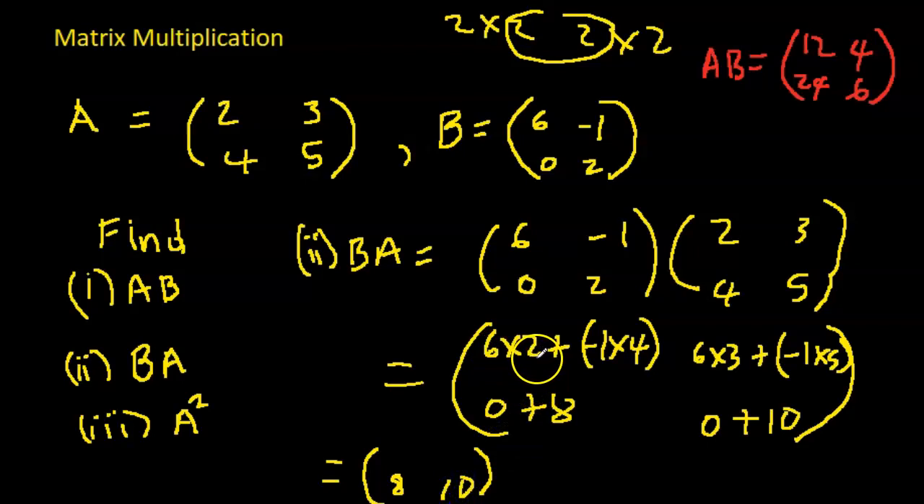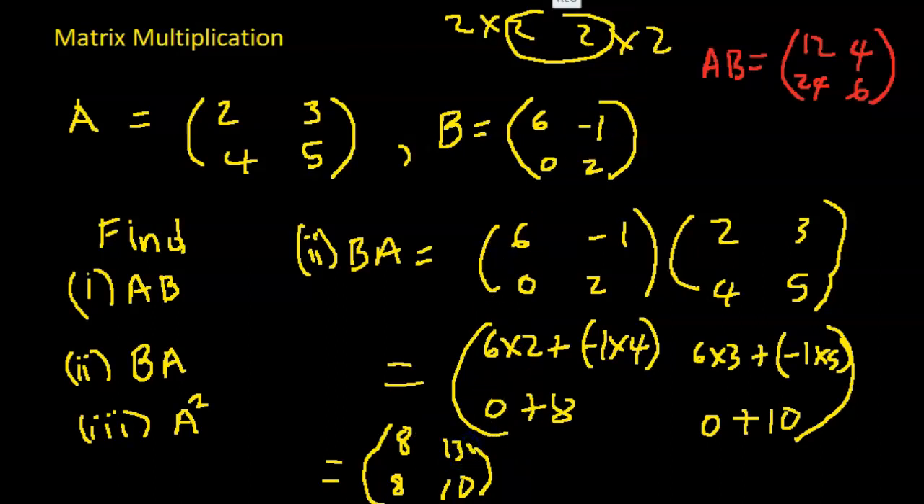6 times 2, that's 12. And this is minus 4. Negative 1 times 4 is minus 4, right? So it's 12 minus 4, that's what? 8 again. And then 6 times 3 is 18. And negative 1 times 5 is negative 5. So it's 18 minus 5. And that's 13.